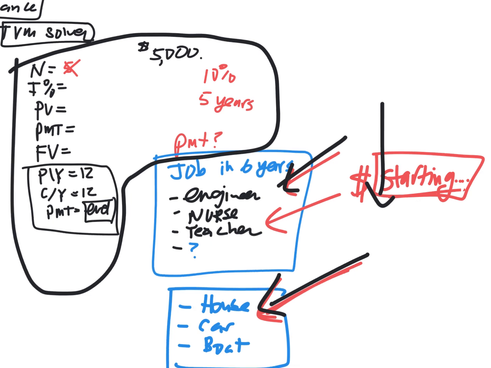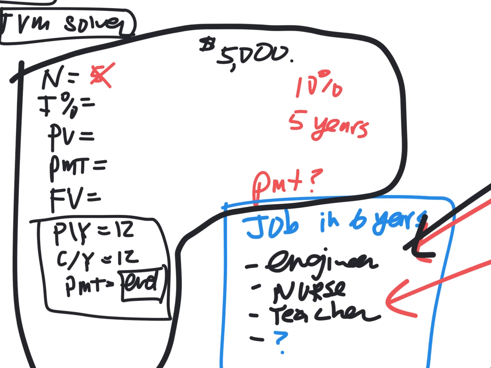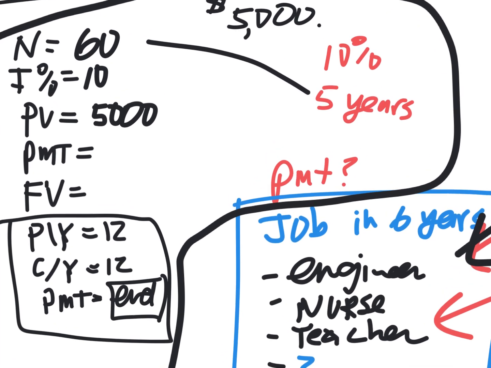Okay, so we figured out that this was a 60-month loan. You could not put 5 years, you could put 60 months. 10% interest. $5,000. Why is it positive? Because you're borrowing it. It comes into your checking account. Now you've got $5,000 you can spend on your small business. Your payment, you alpha solve.